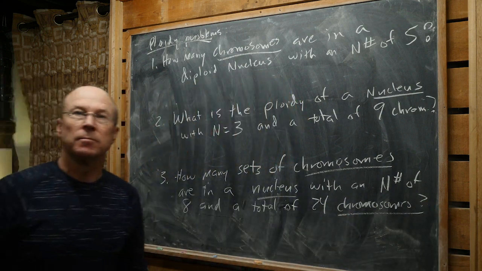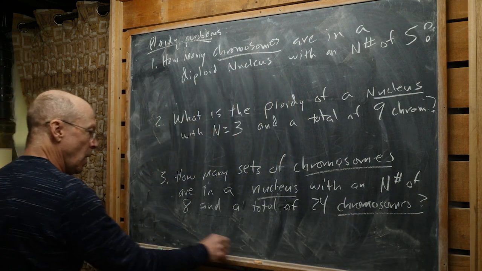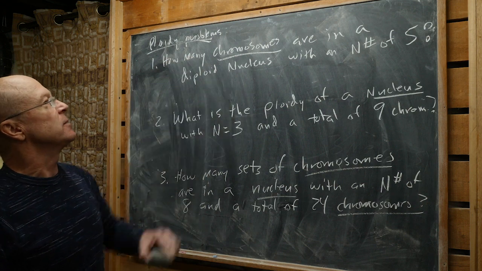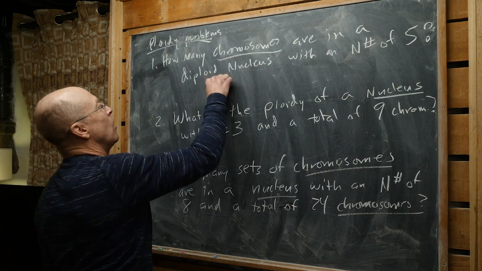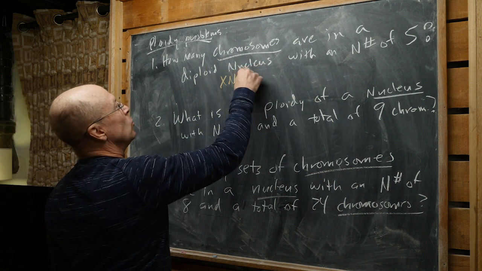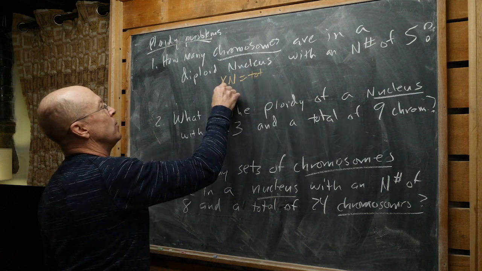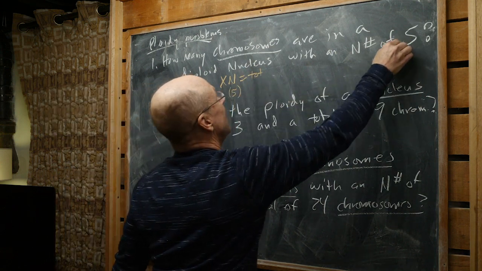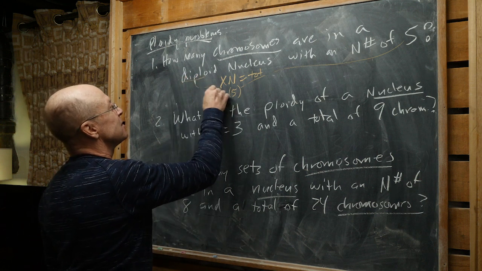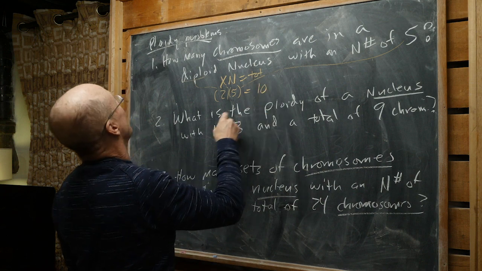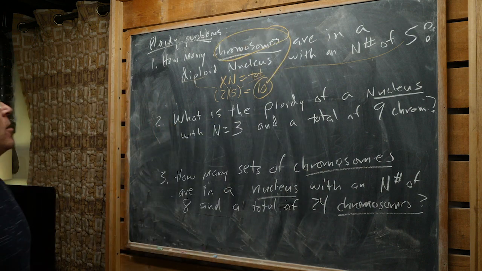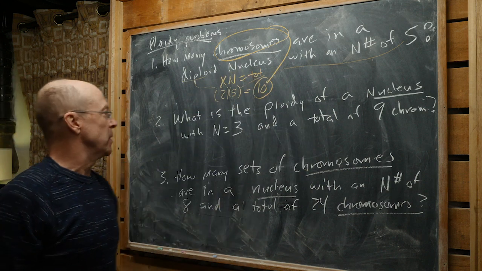So there's a few problems that you could work. Just made those off the top of my head. How many chromosomes are in a diploid nucleus with n number of 5? So xn equals total. I've given you the n number, so that is right here. And then I've already said that it's diploid, so that's 2. And 10 is our answer then. So 10 is our number there. That's what we're using, the formula straight up.